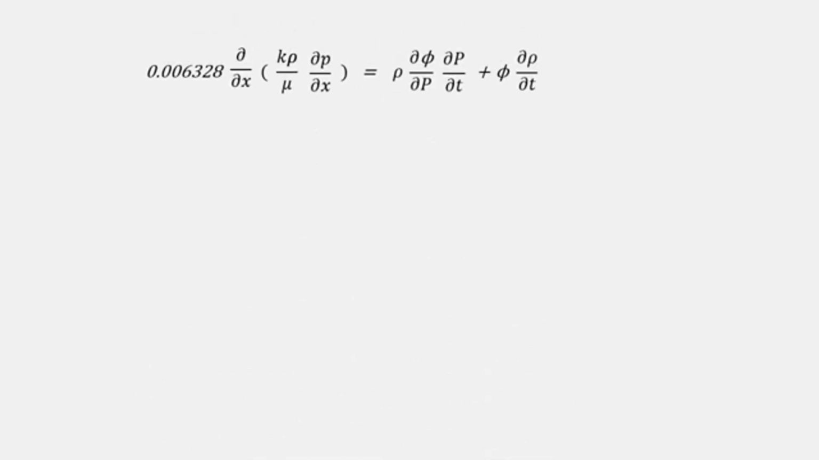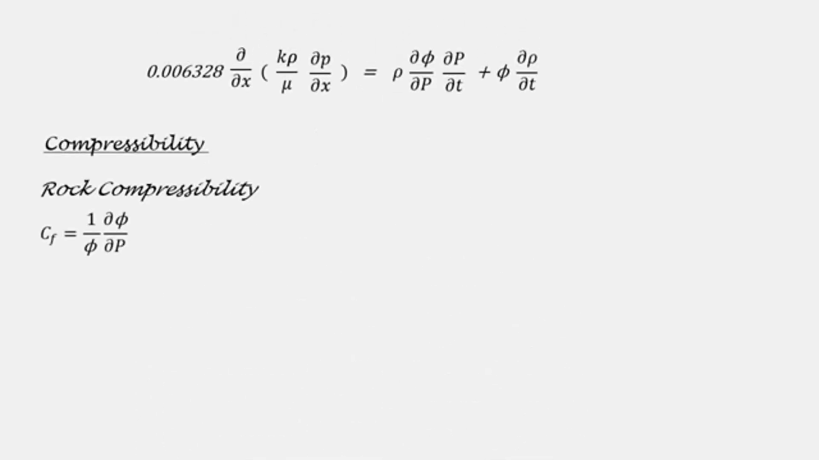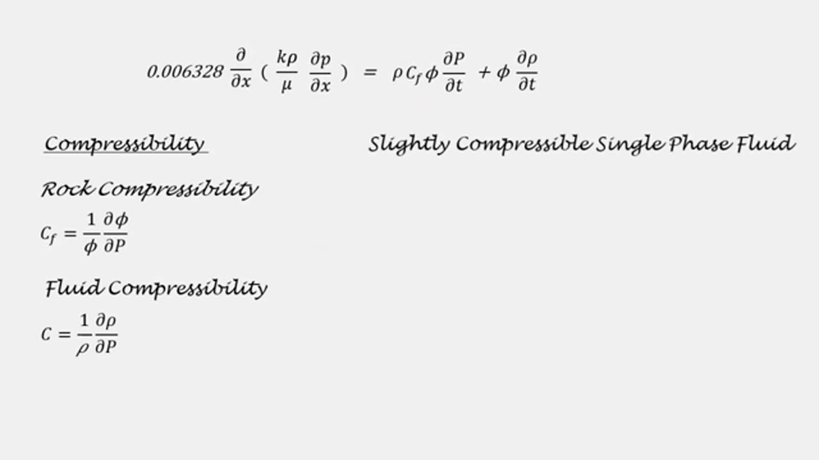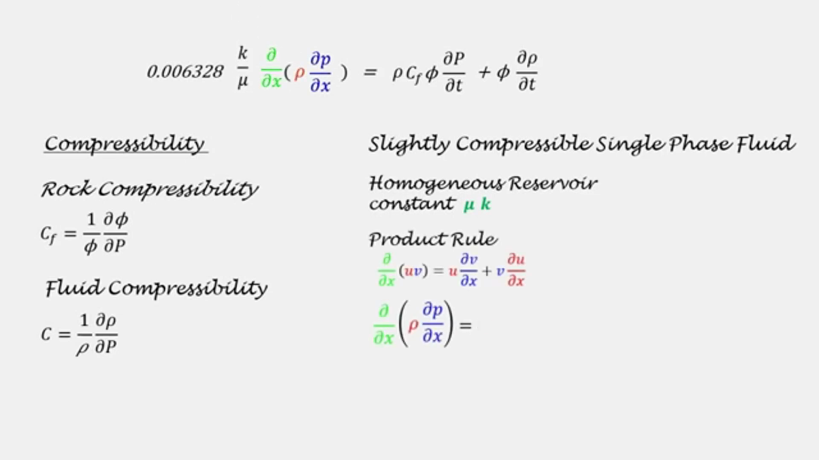Wait, did we forget compressibility of rock and fluid? Rock compressibility involves porosity, thus the formula of rock compressibility is substituted in the equation. Let's assume that we have a slightly compressible fluid, which directly links to a homogeneous reservoir with constant permeability and fluid viscosity. That means we don't have to differentiate them and we bring them out. Using the product rule, we differentiate the rest, and this is the outcome. Substitute it into the original equation.